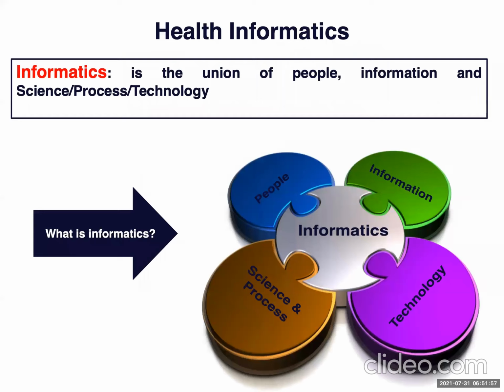And what is healthcare informatics? As this figure is showing, it is the union between people, all the stakeholders who are involved in healthcare informatics. It is about how these stakeholders can use the information in the best way and deploy the technology that can be applied on this information, using science and processes. Here we're talking about all kinds of sciences and processes that can help provide better services to the healthcare system. So that's what healthcare informatics is all about.